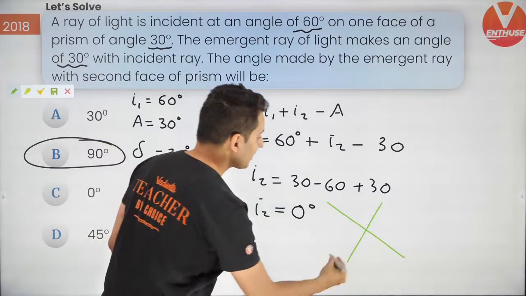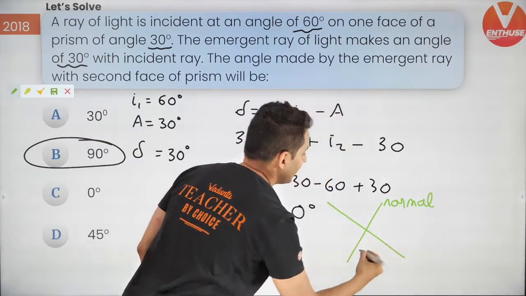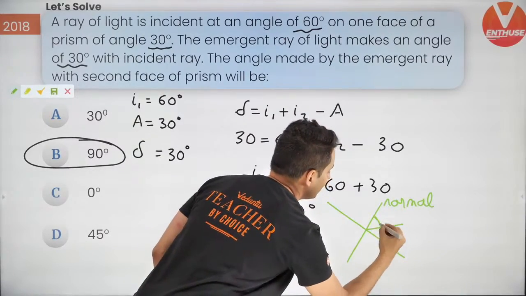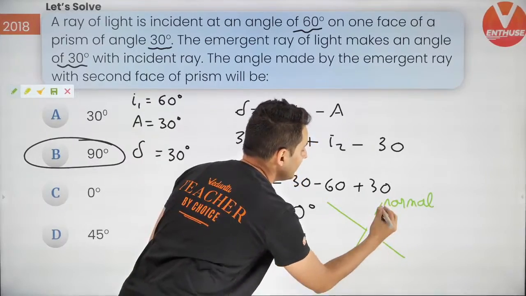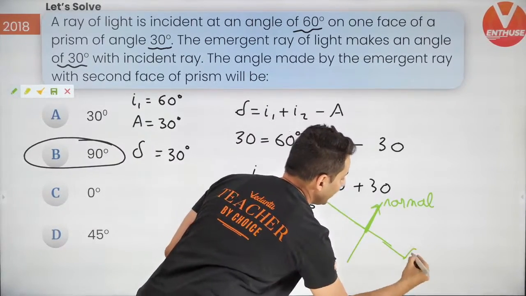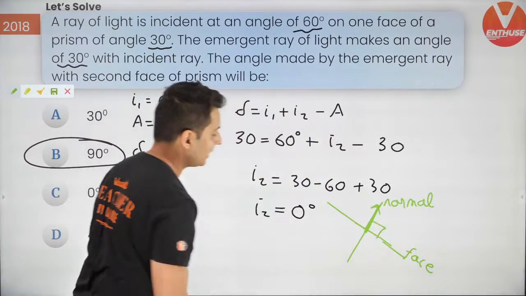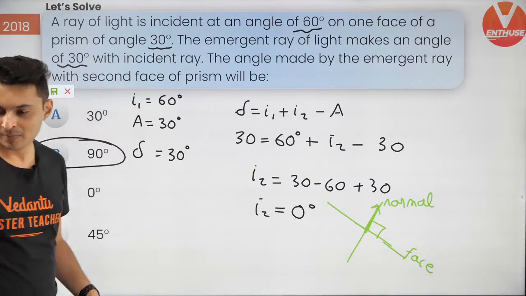misinterpreted the question. So if this is the normal, always the angles are measured with the normal. If the angle with the normal is 0 degrees, that means the ray is coming like this. So with the face, what angle does it make? 90 degrees. Is that clear, everyone?